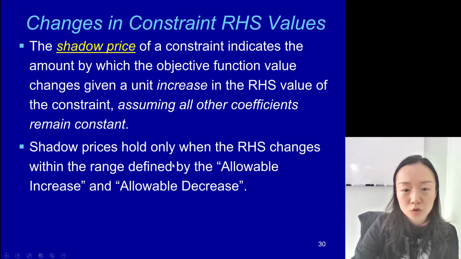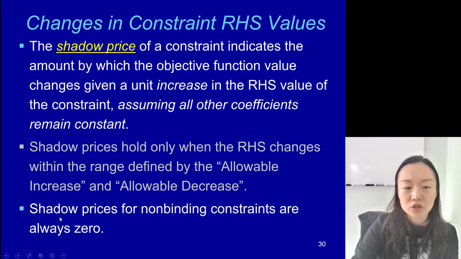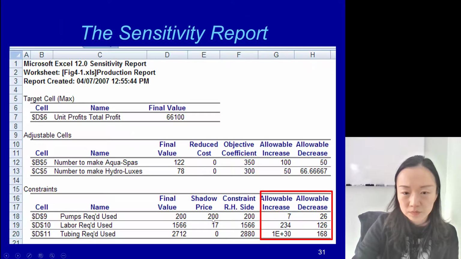Shadow prices hold only when the right-hand side changes within the range defined by the allowable increase and allowable decrease. Okay, and the shadow prices for non-binding constraints are always 0. So we're talking about this allowable increase and decrease in this table.